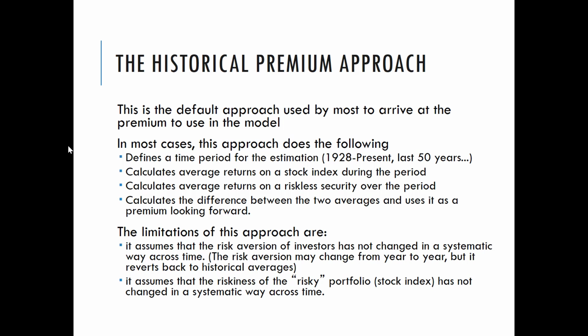But again, you have many different choices here, primarily around the time period. What you essentially do is calculate the average return for the stock index for the period, calculate the average return for the riskless securities, so the government bond, for the period, and then look at the difference between these two averages. The limitation of this approach is that it assumes that the risk aversion of investors has not changed. And as I mentioned, generally speaking, people actually demand slightly less of a premium for investing in equities these days than they did in the past. So again, the historical premium approach is the most common one, but even this still has some issues with it.